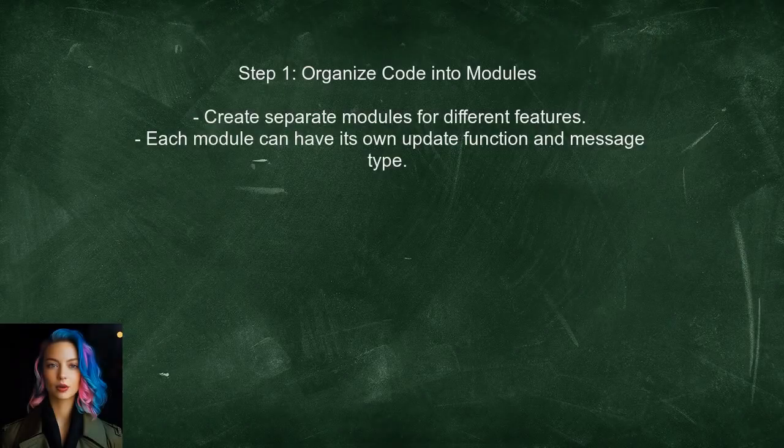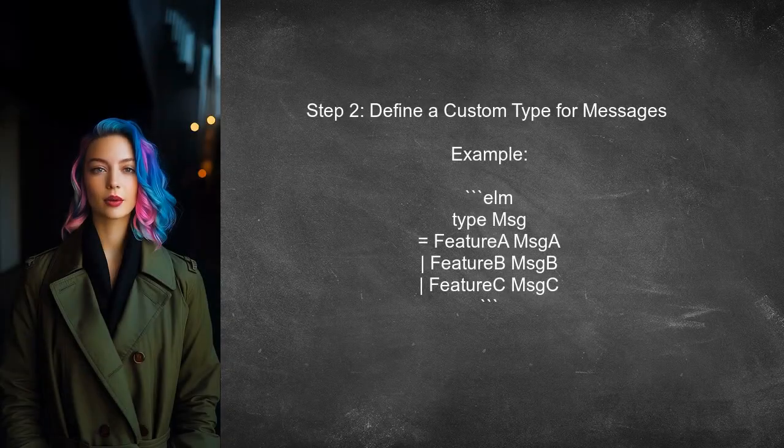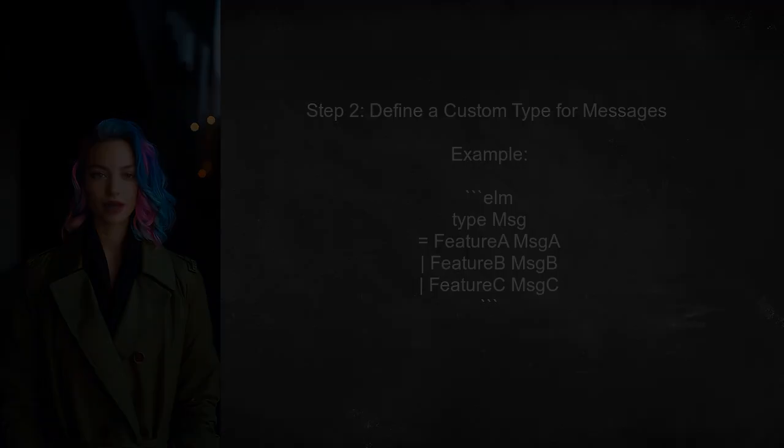To manage an explosion of update paths and message constructors in Elm, the user can start by organizing their code into smaller modules. This helps keep the update function manageable and reduces complexity. Next, the user should define a custom type for messages that can encapsulate multiple constructors. This allows for better organization and reduces the number of constructors in the main message type.